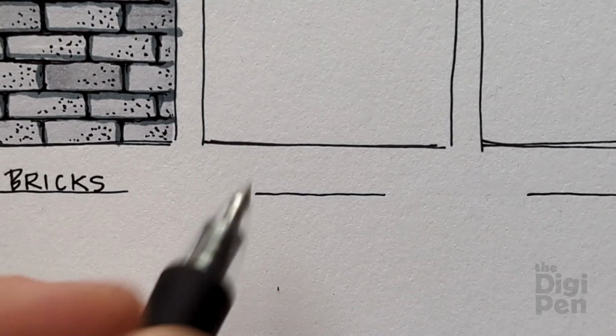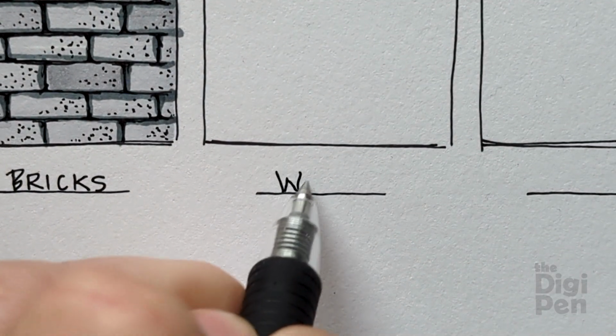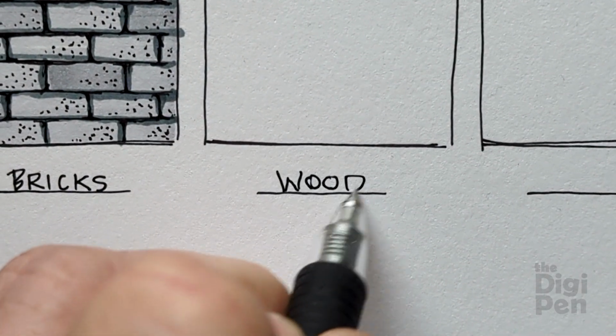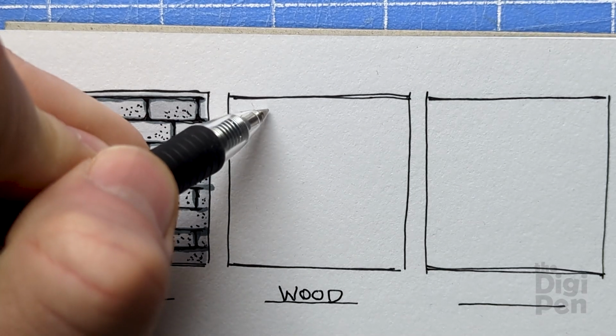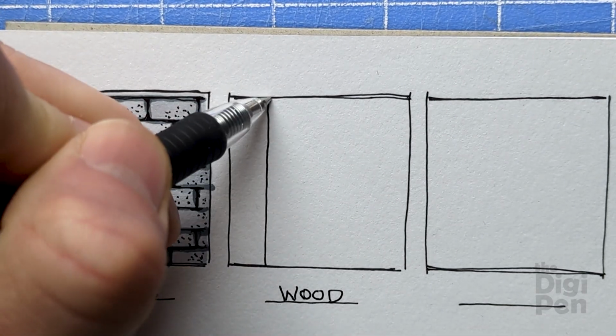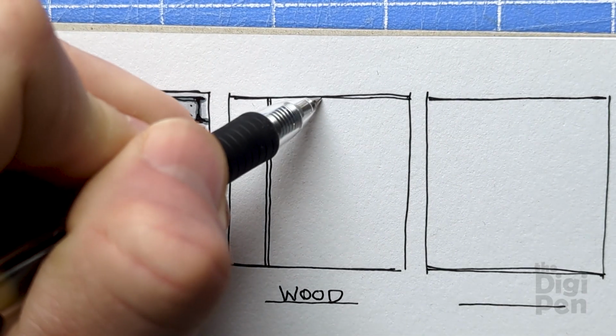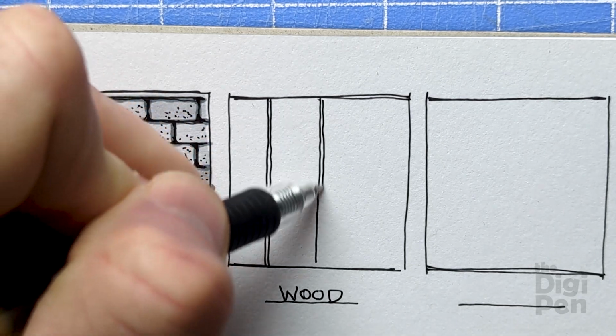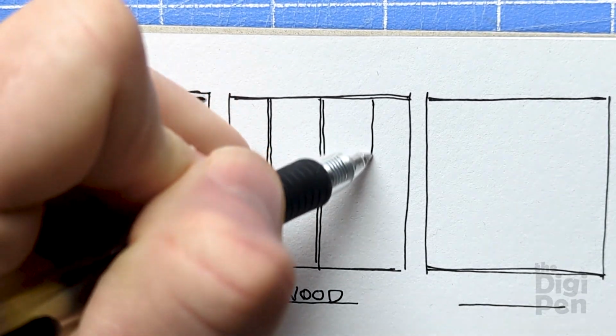Now, for the next texture, we're going to draw some wood grain. And to start with this, I'm going to draw a couple of vertical lines, and these will be the individual wood boards. Now, once that's done, I'm going to start adding the grain to each board.